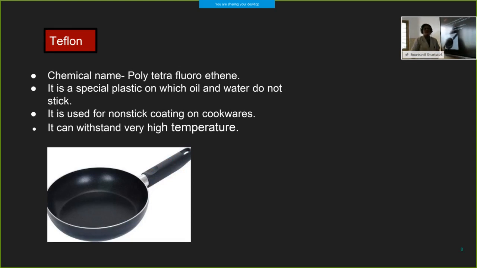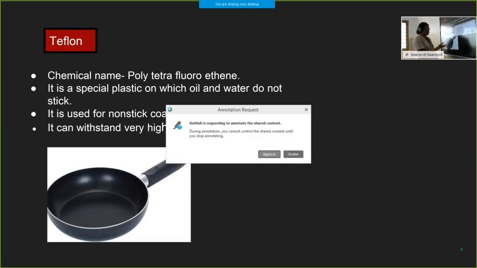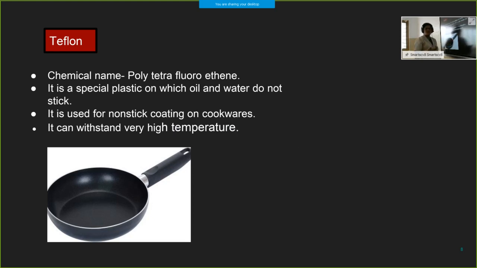Now Teflon is another special kind of plastic. You look at this picture, you can see this in your kitchen, is it not? Your mother cooks food in this pan, non-stick pans. So this non-stick pan has a coating of Teflon on it. That is actually a special kind of plastic.